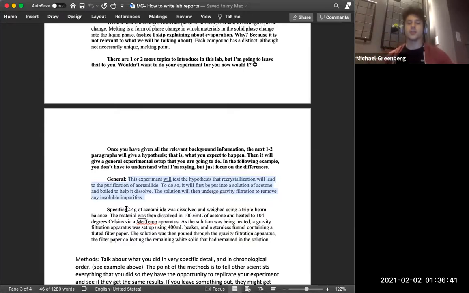Whereas specifically, you would say 2.4 grams of acid analyte was weighed using a triple beam balance. The material is then dissolved in 100.6 milliliters of acetone and heated to 104 degrees Celsius, et cetera, et cetera, et cetera. Notice how the specific sounds like what you did. The general sounds like what you're going to do. And it gives us a rough idea, no specifics, because the specifics you figure out as you do the lab, essentially.